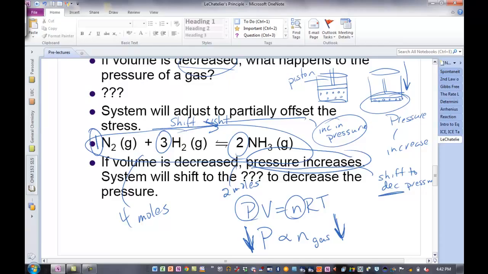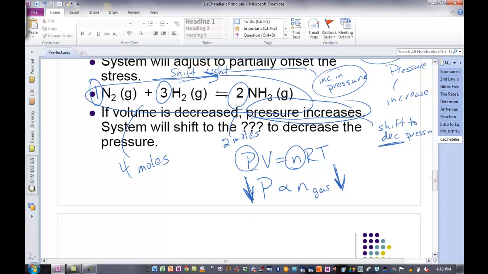Now you could go the other direction. You could increase the volume. So let's write this down just to show you can go the other direction. We could increase V, which decreases P. That is now our stress. So the system is going to shift to increase pressure. How can it increase pressure? More moles of gas.